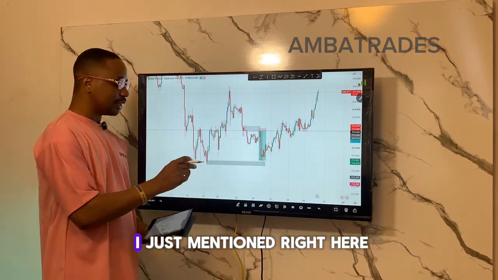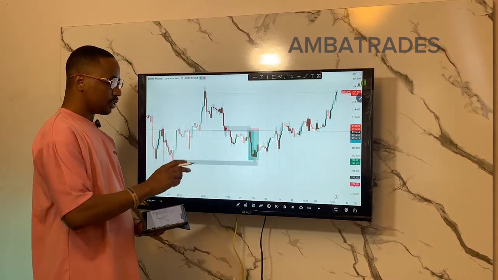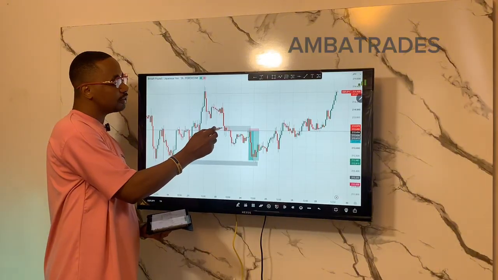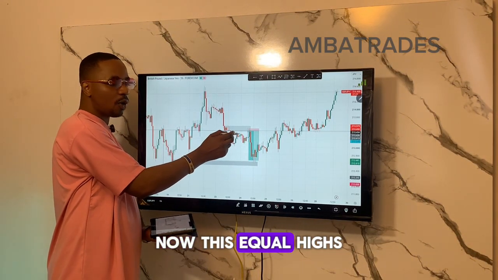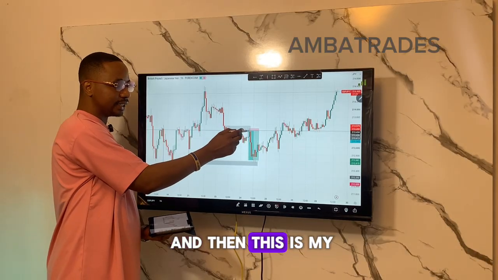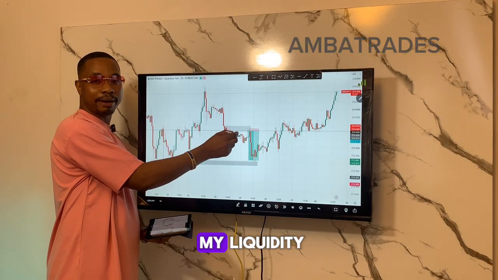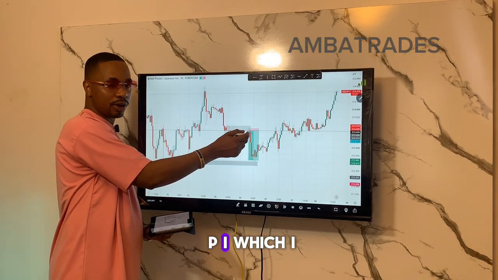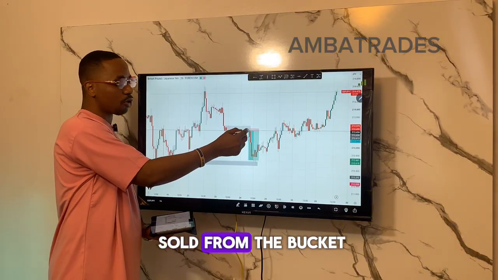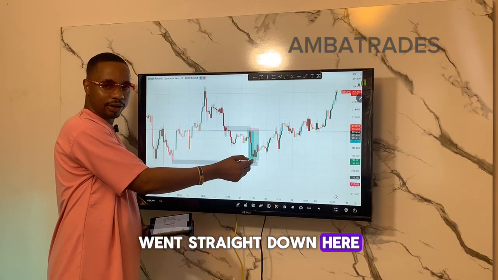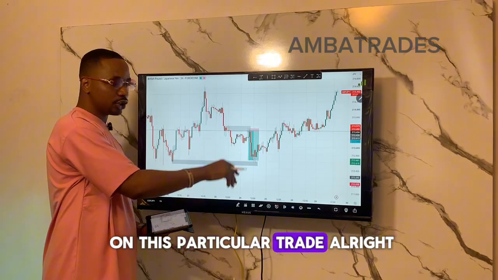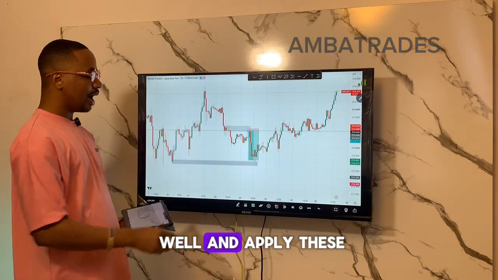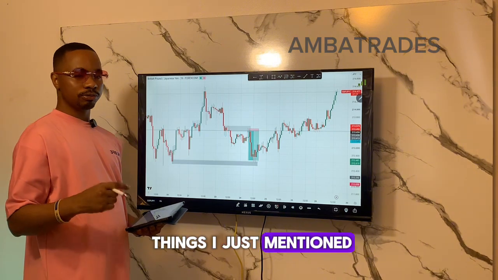Now, these are the things I just mentioned right here. You can see this is my key level. This particular order block that is here is my key level. Now this equal highs are my POI, and then this equal highs are my liquidity. Then this is my POI, which I sold from. The market went straight down here, and I was able to make over $3,000 on this particular trade, right? So you can go as well and apply these things I just mentioned right here.